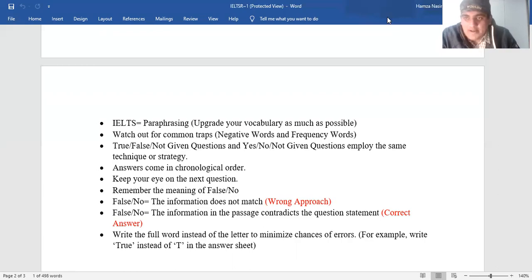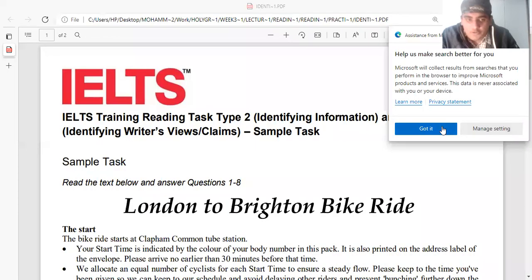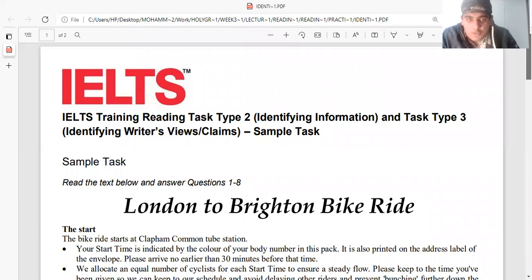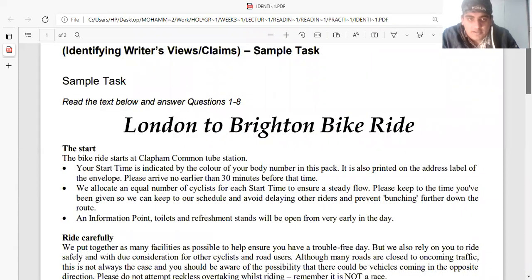So that being said, now that we've gone through some of this teaching material, we'll be looking at a sample extract or sample activity in detail. I hope everyone can see the screen well. So IELTS training reading task type 2, identifying information, also known as writer's views or claims. Sample task, read the text below and answer questions 1 to 8.